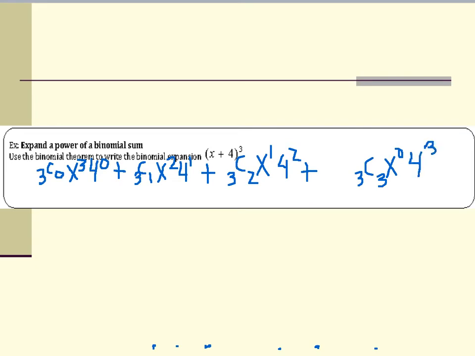And notice every single time, 3 plus 0 is 3. 2 plus 1 is 3. 1 plus 2 is 3. 0 plus 3 is 3. Every time your exponents must add up.